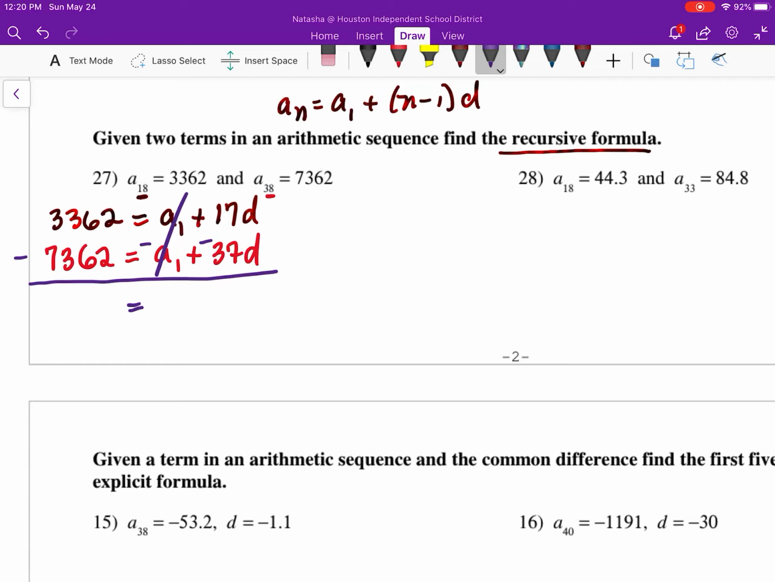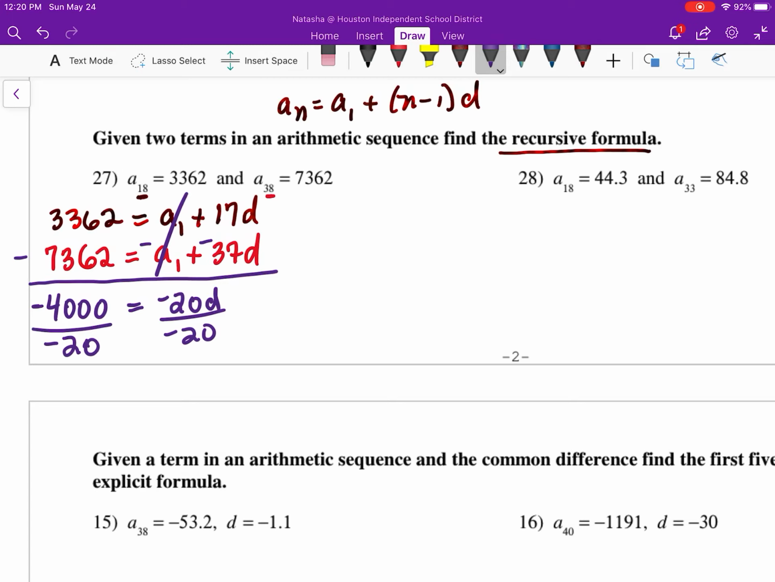I need to put this in my calculator. 3,062 minus 7,362. Whoops, hold on. I think I put something in there wrong. So 3,062 minus 7,362 gives me negative 4,000. Then I'm going to bring down my difference. So 17 minus 37 is going to give me negative 20d.